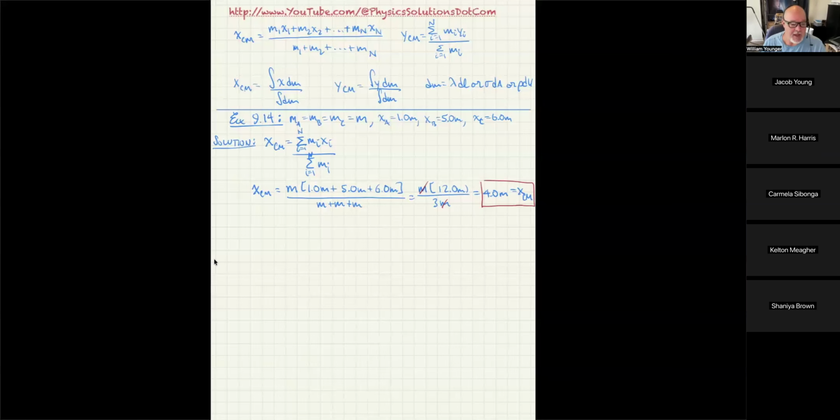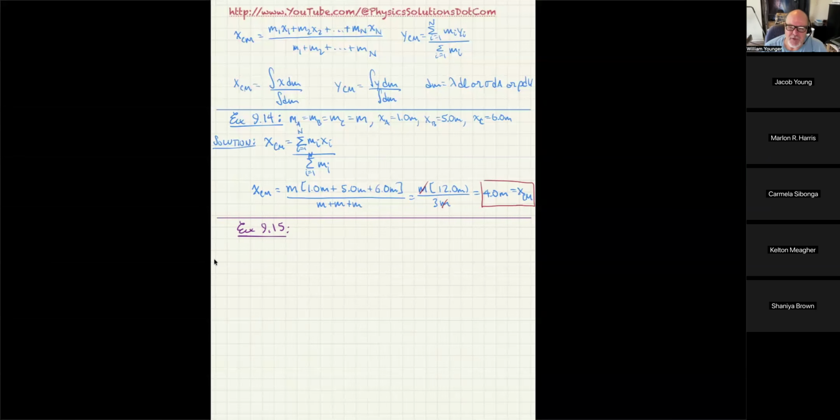So that was example 914. Now I'm going to try example 915. So let's draw a line to separate this from the rest. And now we're going to say example 915. Example 915 says three particles in two dimensions. Three particles, each of mass 2.50 kilograms, are located at the corners of a right triangle whose sides are 2 meters and 1.5 meters long, as shown in figure 925. Locate the center of mass.